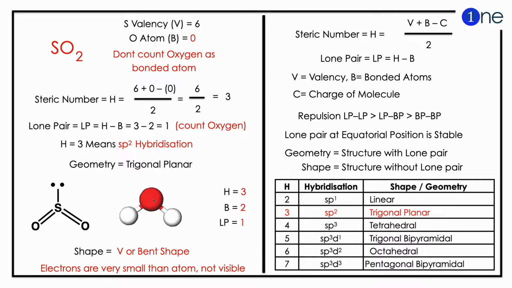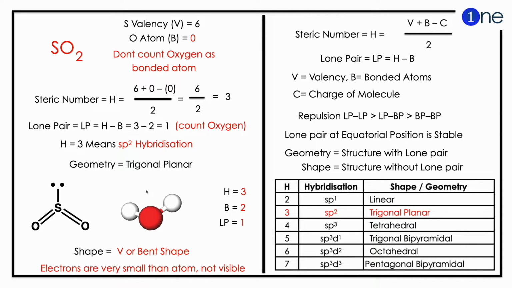To find the hybridization, you should know the steric number, which is H equals (V plus B minus C) divided by 2. So let us substitute in the formula. Sulfur valency is 6. Oxygen atom we should not count, so it is 0. So total will be 6 by 2 gives 3.